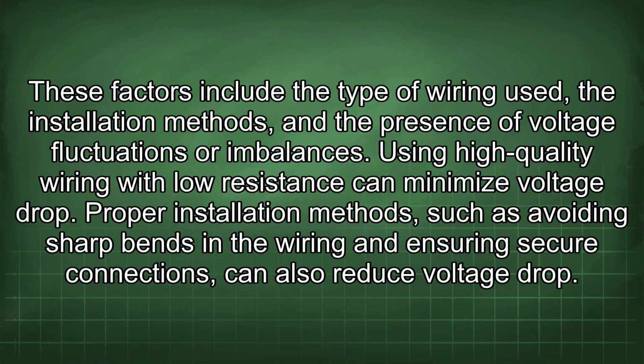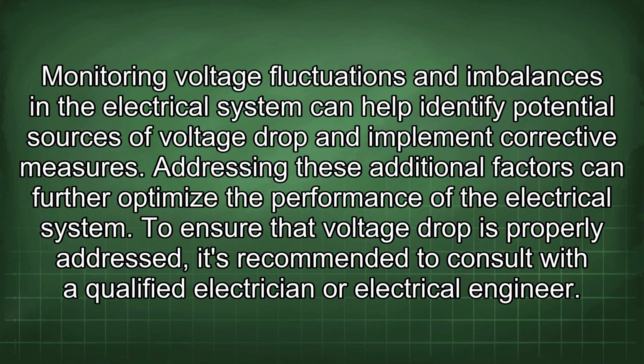Proper installation methods, such as avoiding sharp bends in the wiring and ensuring secure connections, can also reduce voltage drop. Monitoring voltage fluctuations and imbalances in the electrical system can help identify potential sources of voltage drop and implement corrective measures. Addressing these additional factors can further optimize the performance of the electrical system.